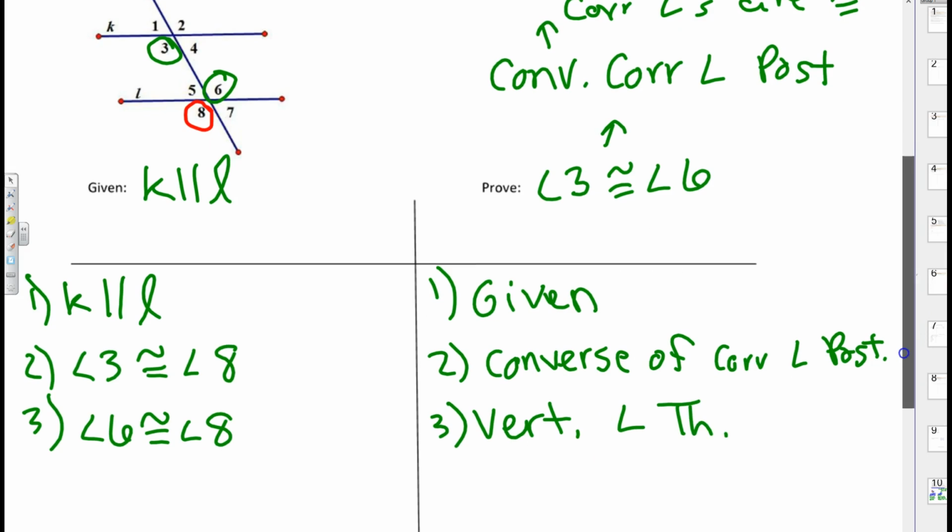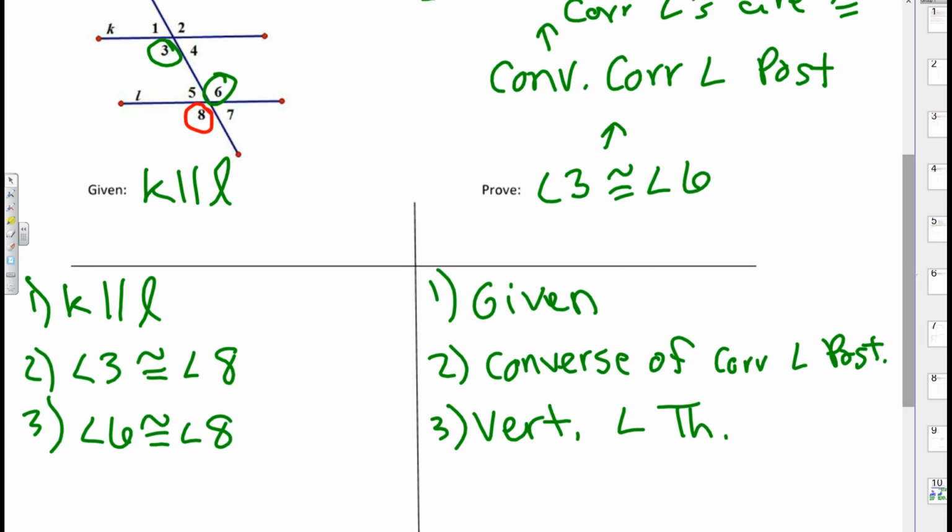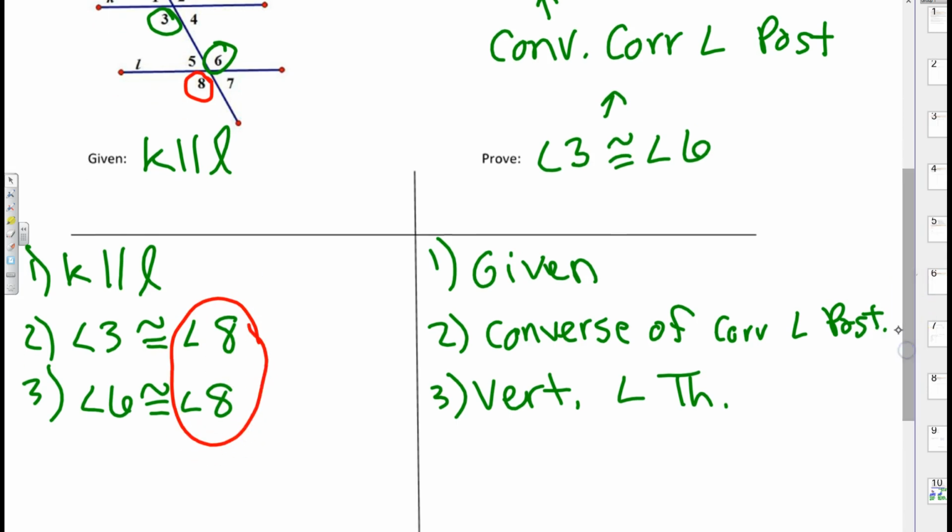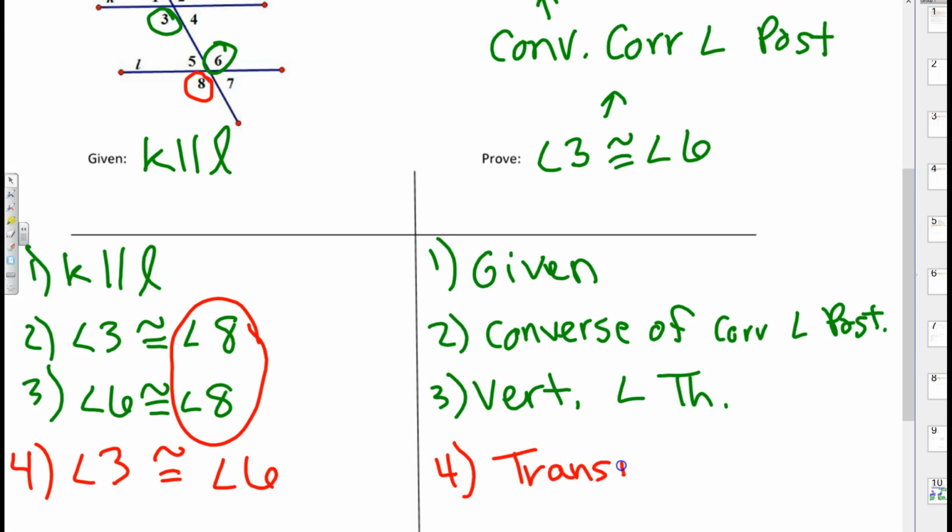Well, now we've just set ourselves up. Again, we love it when I'm able to say that 2 angles are congruent to the same angle, because when that happens, I'm now able to say those angles are congruent to each other. I can now say that angle 3 is congruent to angle 6 by the transitive property of congruence. Well, guys, that's what I was trying to prove. I did it. I'm done with my proof.